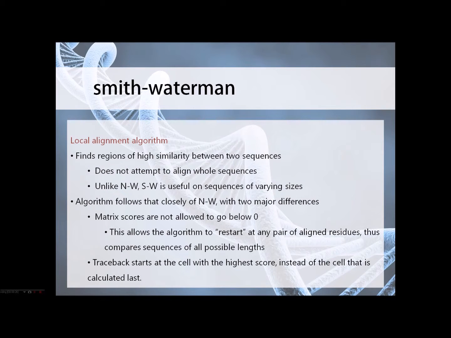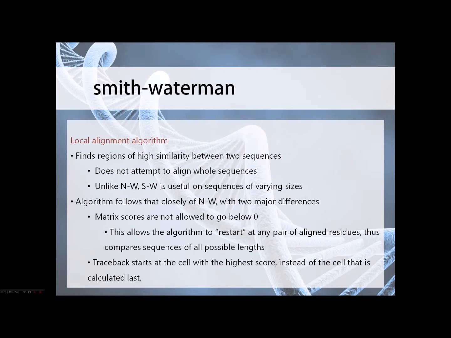The next algorithm is the Smith-Waterman algorithm, and it's very similar to the NW algorithm. The main difference is that the SW algorithm performs local alignments, and local alignments find regions of high similarity between two sequences and do not attempt to align the whole sequence, unlike the NW algorithm. The SW algorithm is thus useful for sequences of varying sizes.